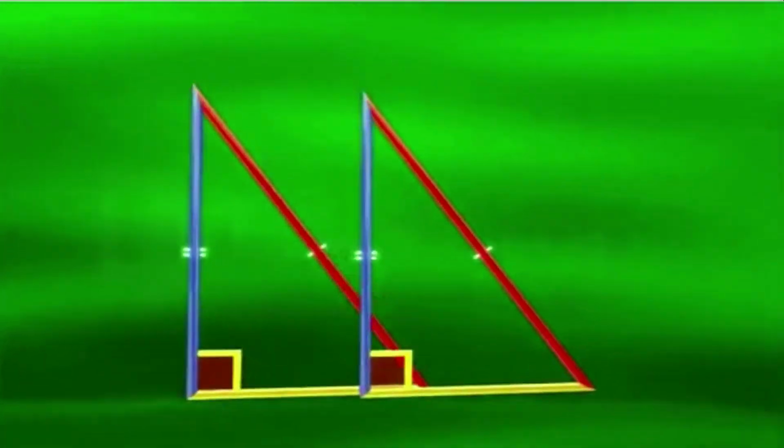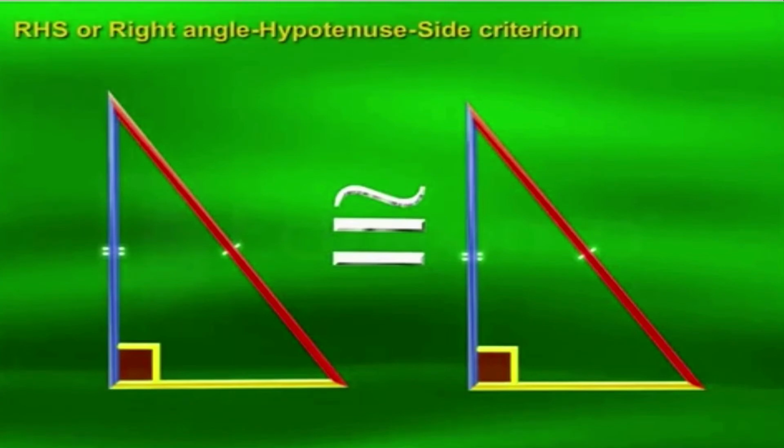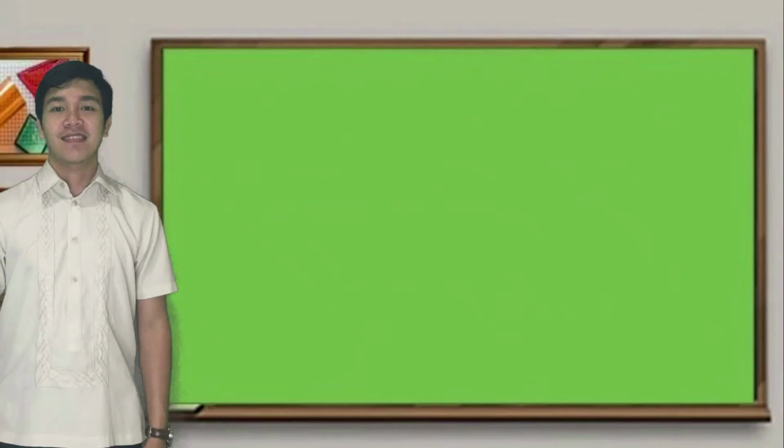And the last criteria for the two triangles to be congruent, we have RHS or right angle hypotenuse side. For this criteria, if two right triangles have the hypotenuse and a side of the first triangle congruent to the hypotenuse and a side of the other triangle, then the two right triangles are congruent.